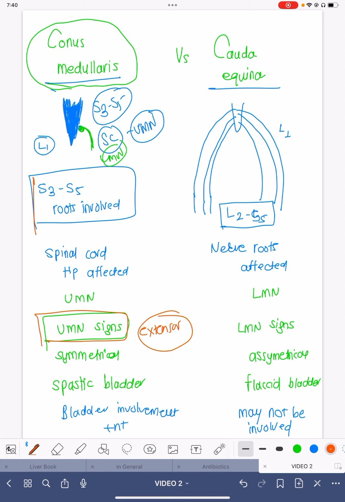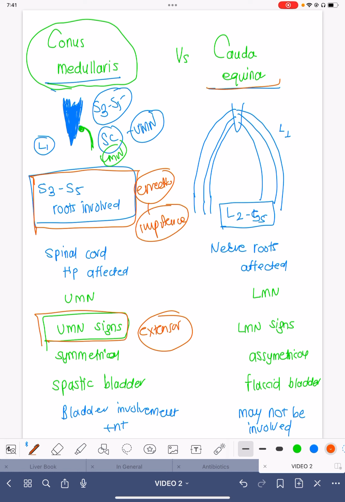So here S3, S4, S5, these roots are involved. And we must know that S3, S4, S5 are an integral part of sexual function. For sexual erection, sexual pleasure, S3, S4, S5 are very important. That is the reason why in conus, as there is involvement of S3, S4 and S5, there is impotence.